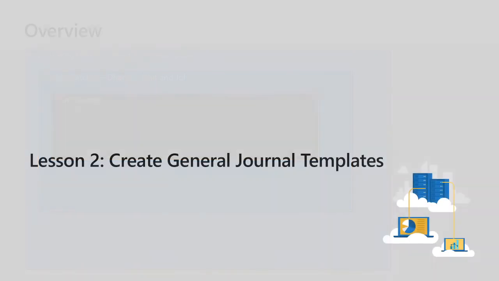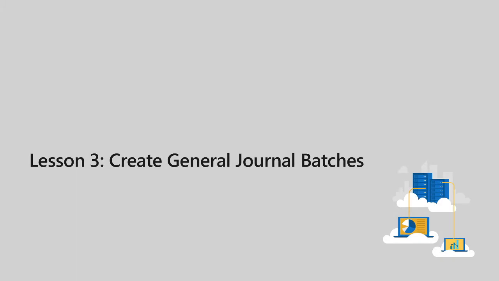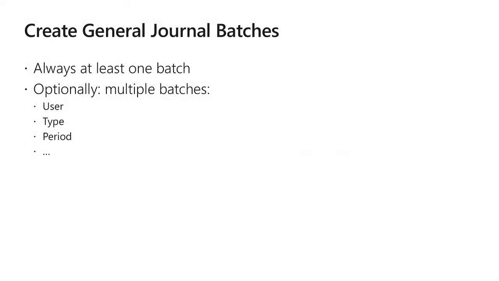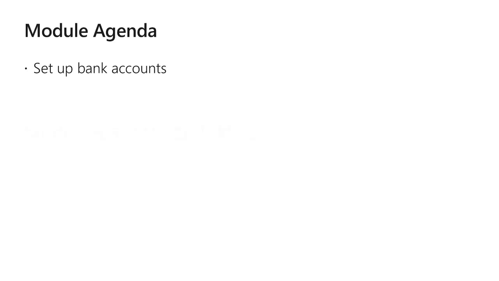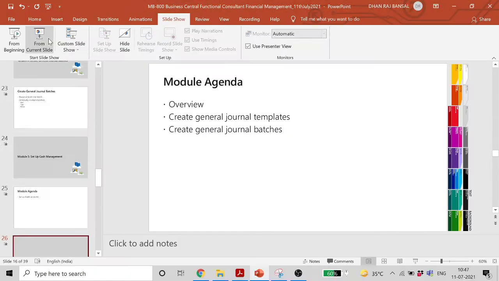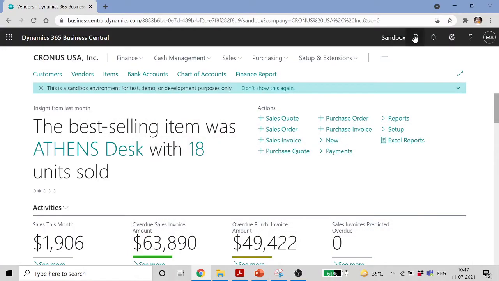Journal lines. Create journal templates that we have seen. Balancing account numbers is posting rules. Create general batches. Set up cash management. Set up bank accounts. How to configure bank accounts?